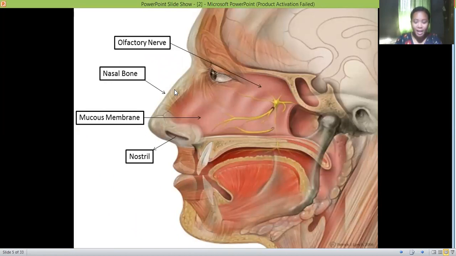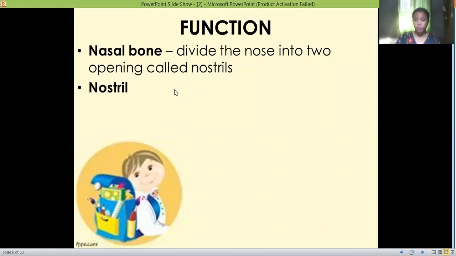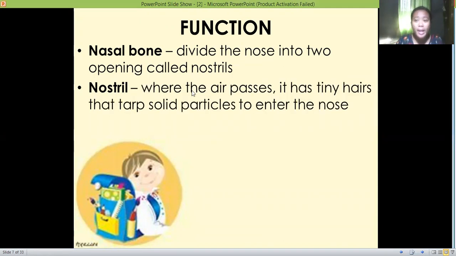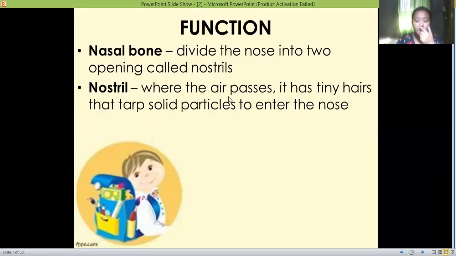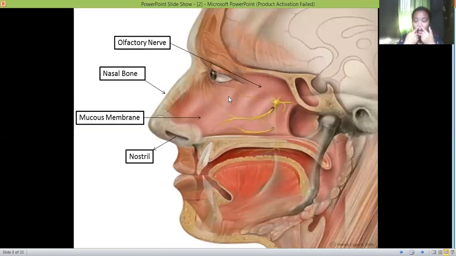Very good. Now, let's proceed to number 2. Say nostril. Very good. Nostril. What is the meaning of nostril? The nostril is where the air passes. It has tiny hairs inside that trap solid particles from entering the nose. So our nostril is this one. Okay? Itong two openings, it's where the air passes. Dito lumalabas at dumadaan yung air. And you can find inside your nostril yung mga tiny hairs, okay?